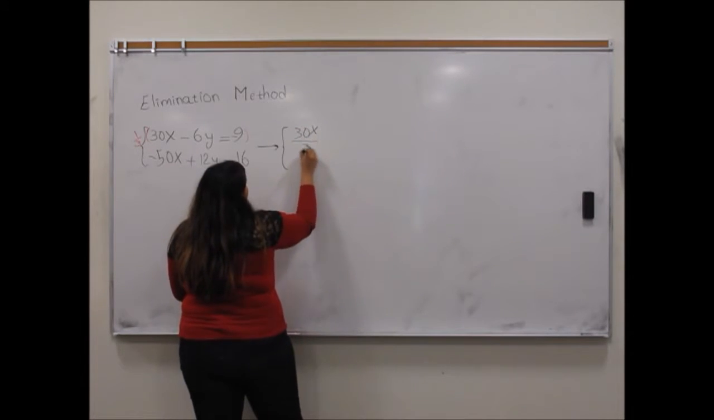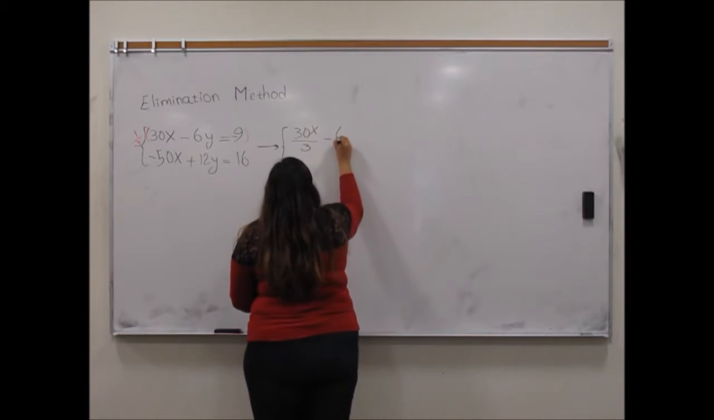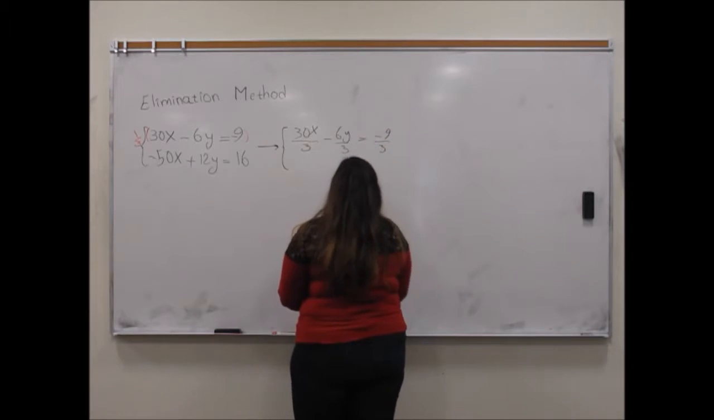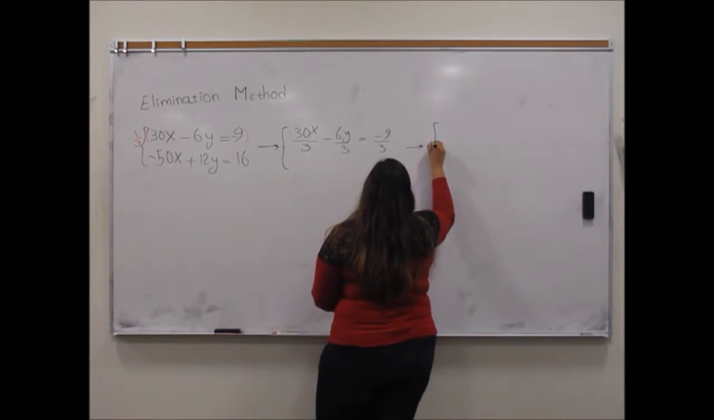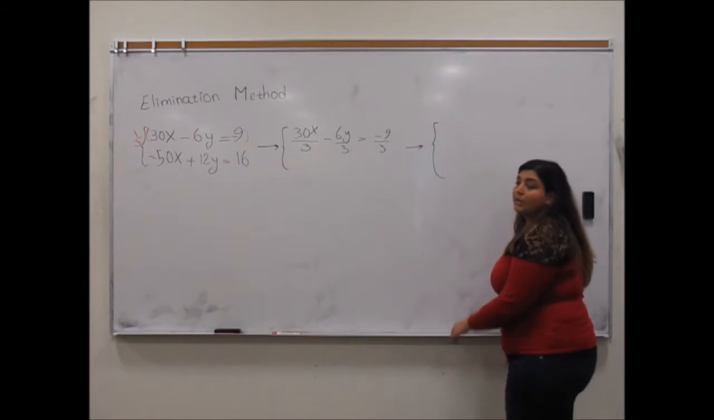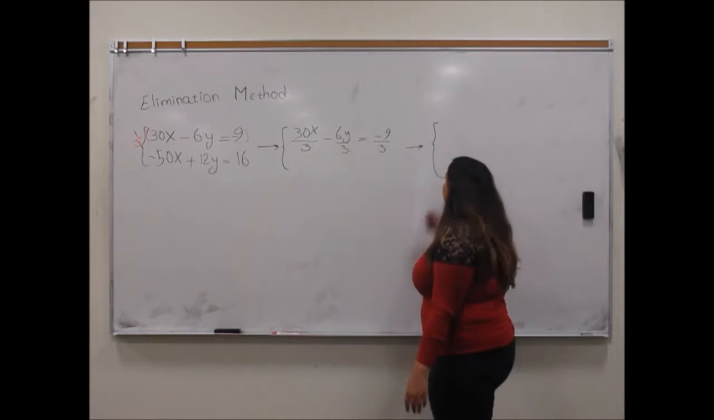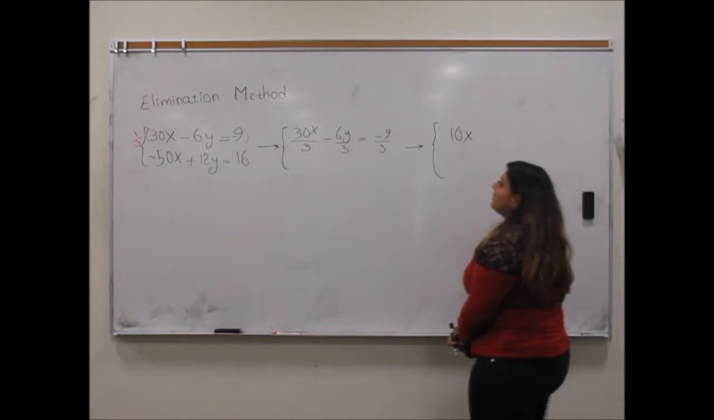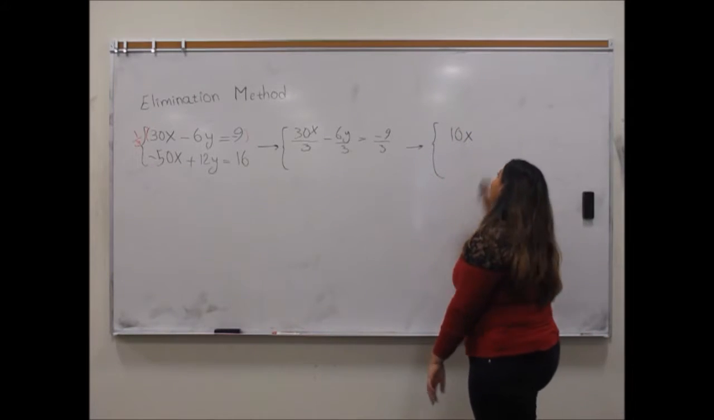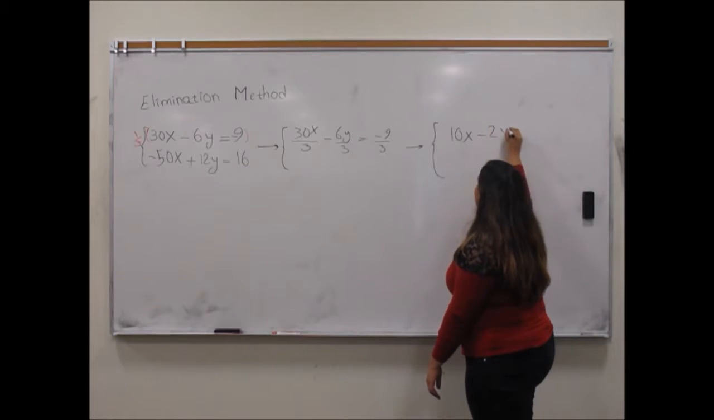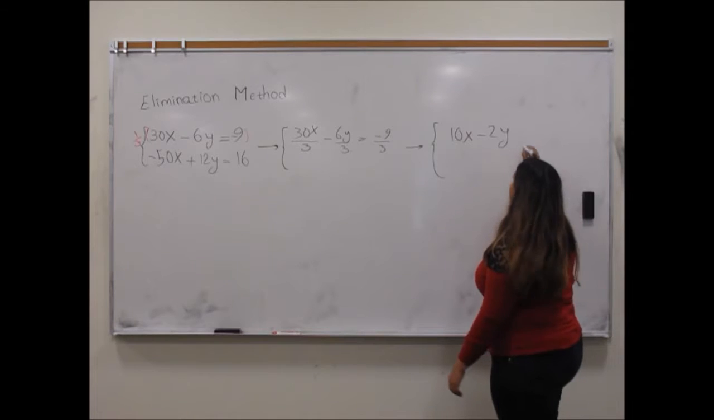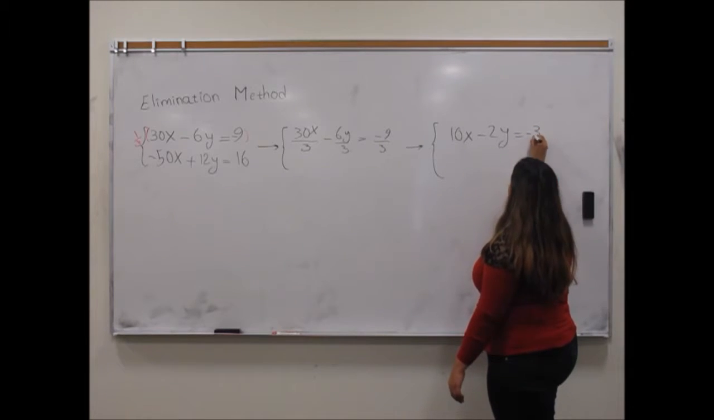30x divided by 3 minus 6y divided by 3 equals negative 9 divided by 3. 30 divided by 3 is just 10, so I have 10x. 6 divided by 3 is 2. Don't forget the negative sign, so I have negative 2y. And then 9 divided by 3 is just 3. Don't forget the negative sign.